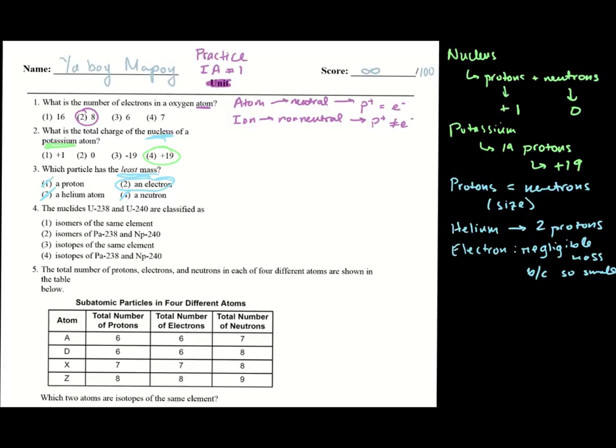Okay, number 4. The nuclides uranium-238 and uranium-240 are classified as... I want you to look at these choices. We have not talked about isomers, but we have talked about isotopes. And isotopes, hint hint, is going to be our answer.